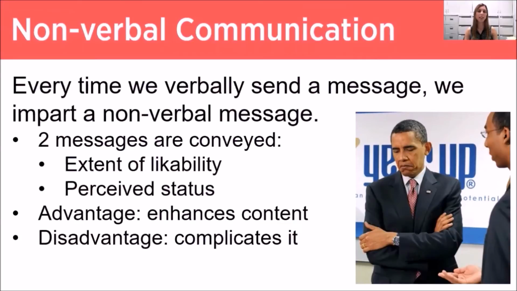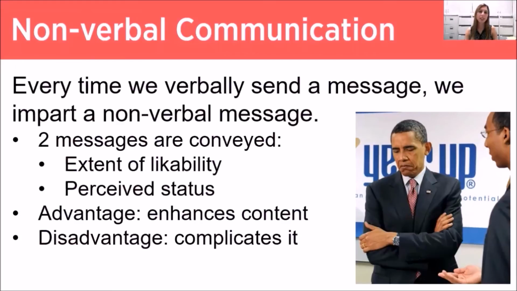Now, when we look at the next form of communication, non-verbal behavior, every time we verbally send a message, we impart a non-verbal message, and this is done through our body language. Two key messages are conveyed with non-verbal behavior: the extent to which we like an individual and have interest in what they're saying, and the relative perceived status between a sender and a receiver.